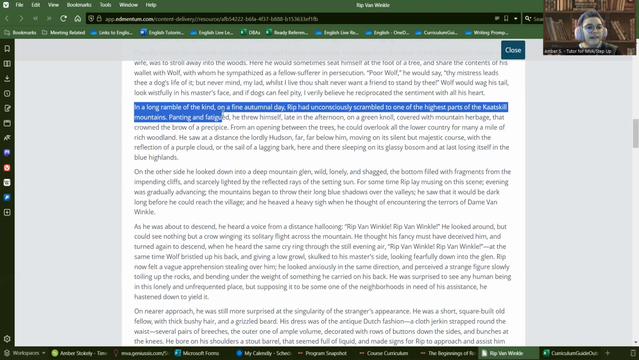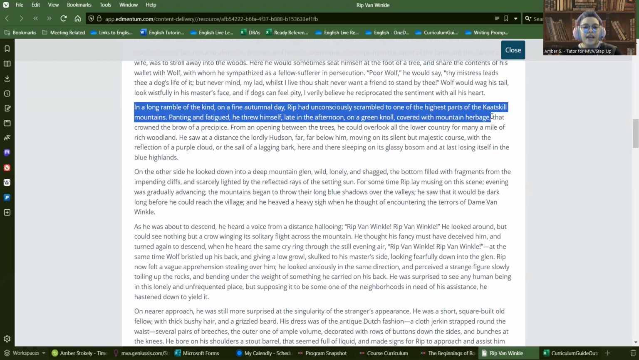Panting with fatigue, he threw himself late in the afternoon on a green knoll. So a knoll is kind of like a rock that has moss growing on it, or sometimes a very soft hill. Hills are very high, so a knoll would be something like a low hill. It's an easy hill. It doesn't take a whole lot to get up it. Yep, and it says covered with mountain herbage.